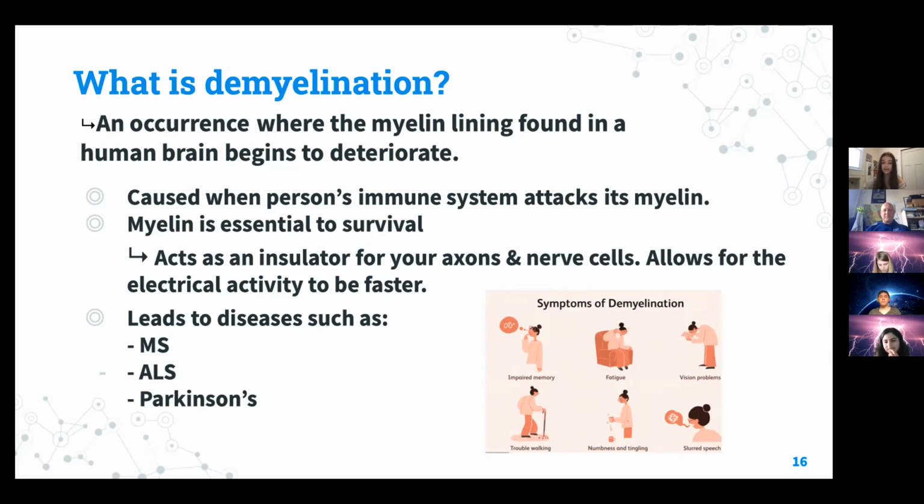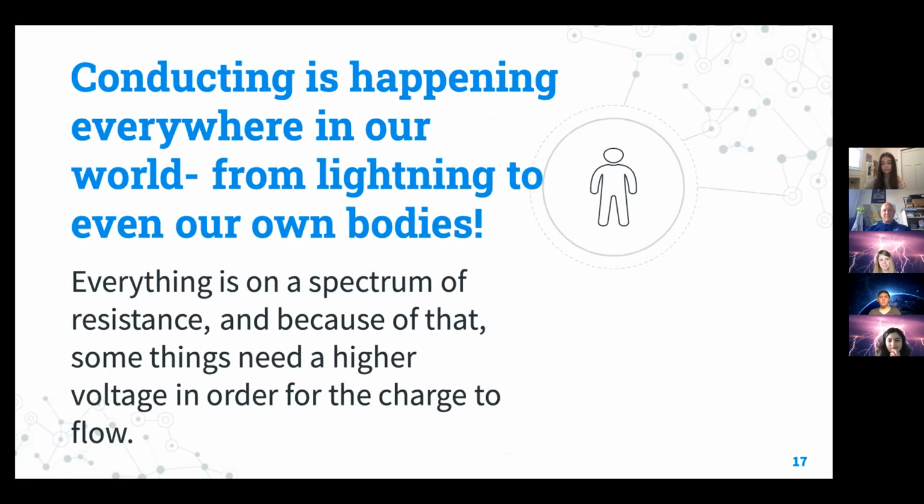Demyelination can lead to many diseases and illnesses such as MS, ALS, and Parkinson's. These sometimes painful and impairing diseases have no set cure and are often fatal. As you can see, conducting is happening everywhere in our world, from lightning in the sky to even our own bodies. Everything is on the spectrum of resistance, and because of that, some things, like air, might just need a higher voltage in order for the charge to flow through it.